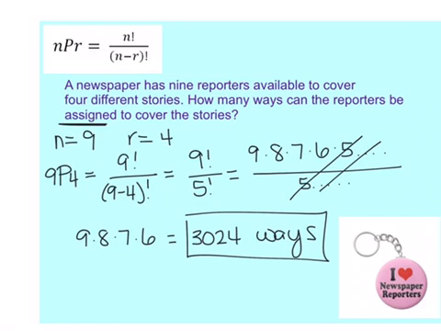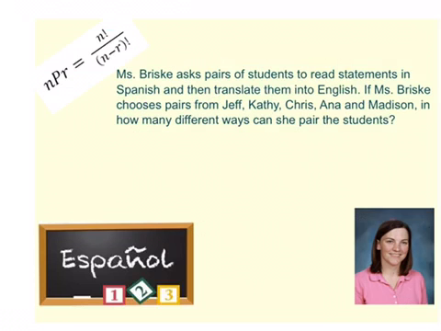So example number 9 here: Miss Brisky asks pairs of students to read statements in Spanish and then translate them into English. If Miss Brisky chooses pairs from Jeff, Kathy, Chris, Anna, and Madison, in how many different ways can she pair the students? I want you to pause the video and try this one on your own. Go ahead and come back when you're done. Check your answers before moving on to the next problem here.